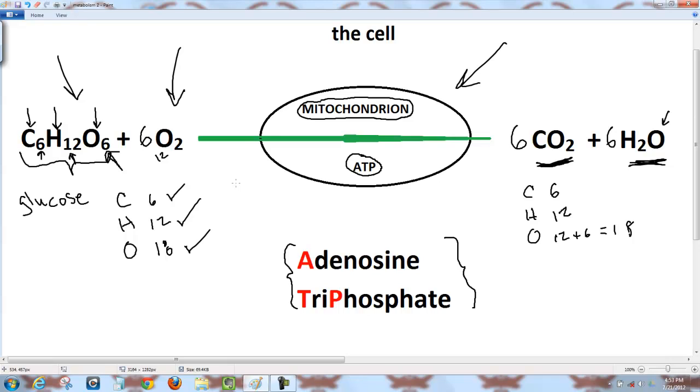All that happened was we changed its form from glucose and oxygen. We turned it into some energy, which doesn't have a form. But we did create some ATP. We'll look at that in the next lecture. And we changed the rest of it into CO2 and H2O. And that's what happens inside the cell.